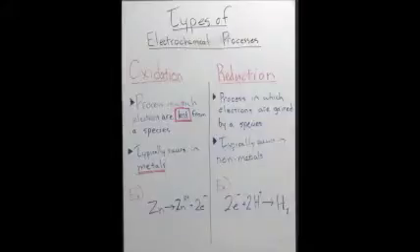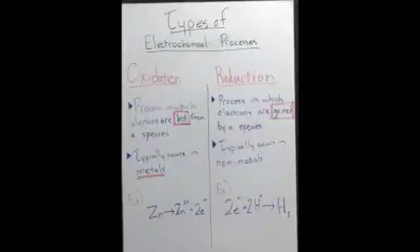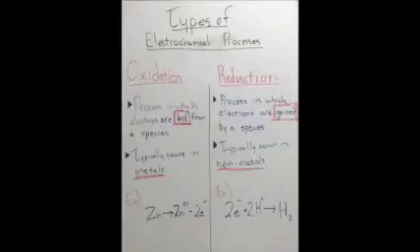Although these two terms seem unnecessarily confusing, they are easy to remember with the simple acronym OIL RIG. Oxidation is loss of electron. Reduction is gain of electron.